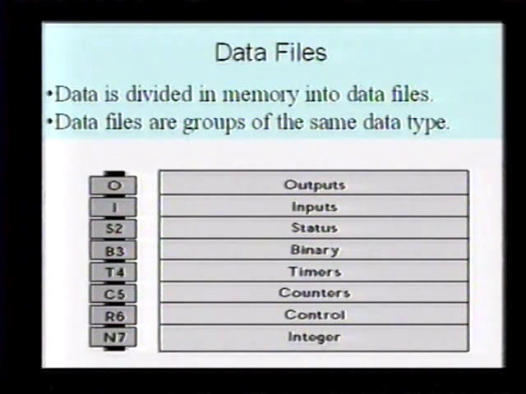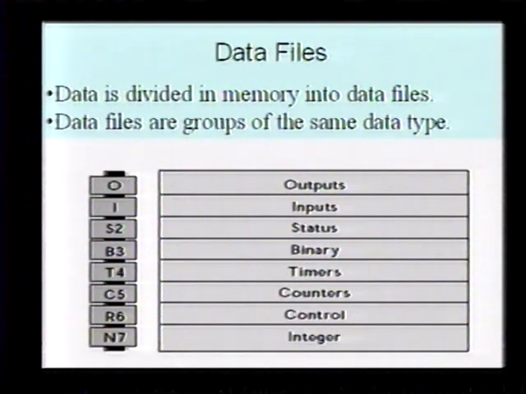T4 is your timers. Counters are C5. R registers are your control registers, and integer registers are N7. So if you wanted to know the status of the battery in a PLC, you could actually look at one of the status bits and find out what the battery is. Is it low or is it having troubles or what have you?